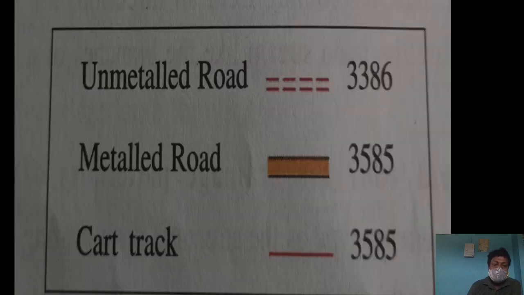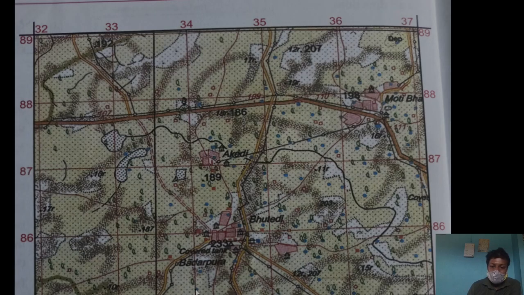Okay. Cart track. Cart track is 3585 also. Look at this 3585. These are red lines going towards this settlement area. So this is a cart track or pack track.